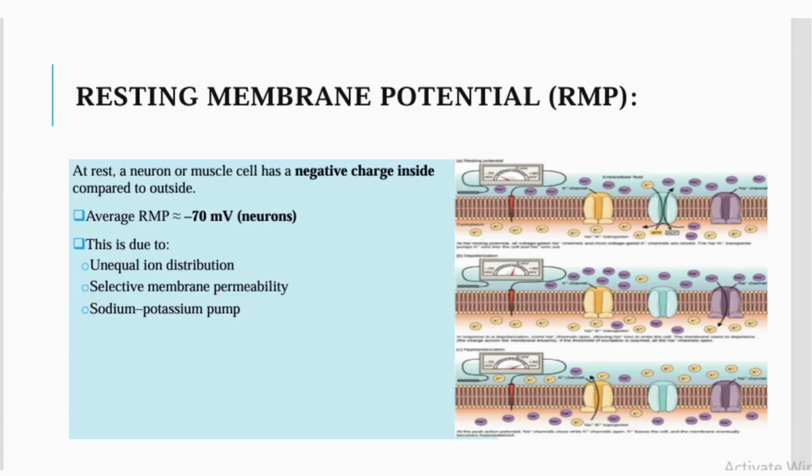So, resting membrane potential, which we call the RMP. At rest, a neuron or muscle cell has a negative charge inside compared to the outside, right? So the average RMP is about minus 70 millivolts in neurons. This is due to the unequal ion distribution, selective membrane permeability, and the sodium-potassium pump and cation channels.